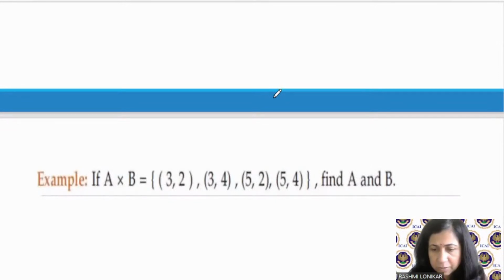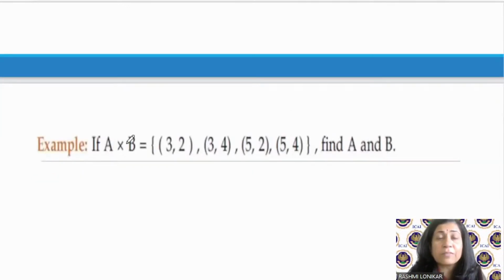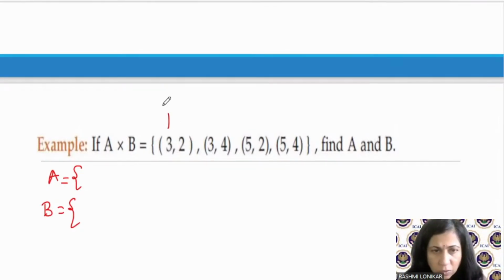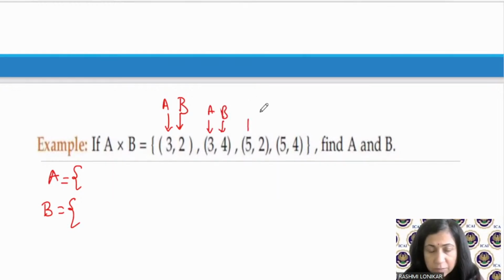Now, if they've already given you A cross B and they're asking you to find the set A and the set B, what you have to remember is that the first element will go to set A and the second element will go to set B. What is this, 3, 2? Where will this 3 go? It will go to A and this is going to go to B. This will go to set A. This will go to set B. Set A, set B. Set A and set B.